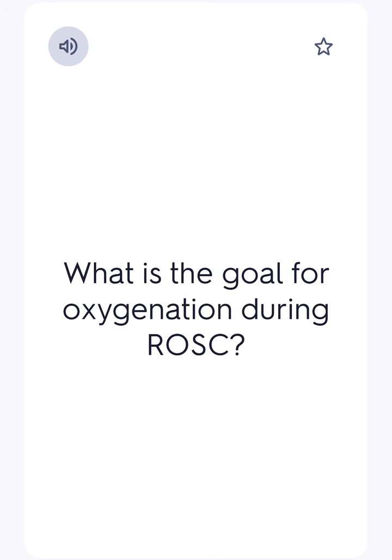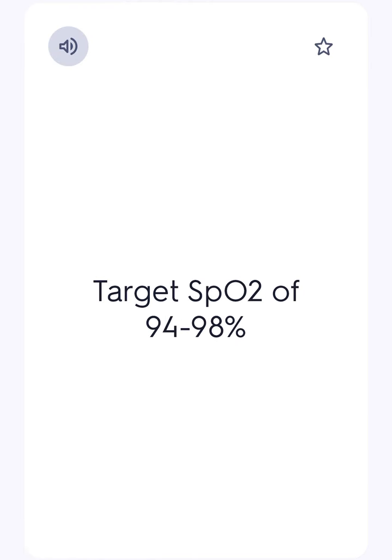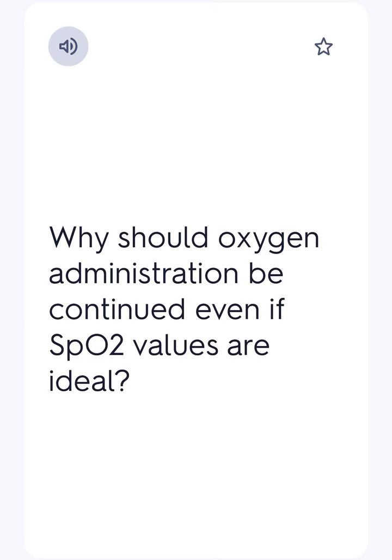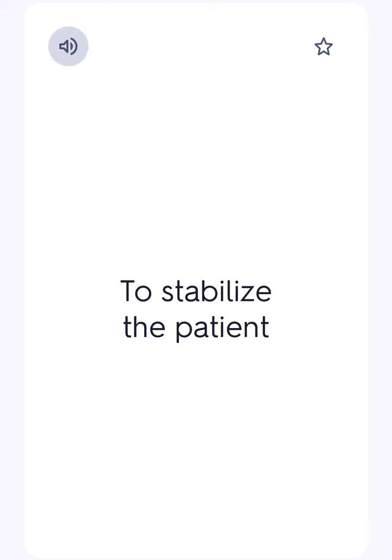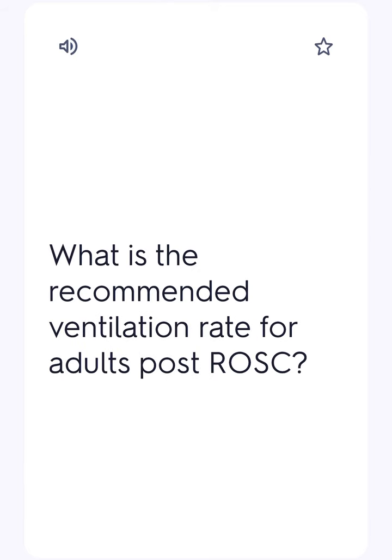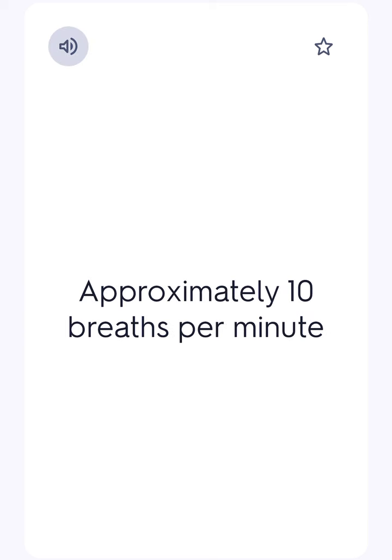What is the goal for oxygenation during RUSC? Target SpO2 of 94 to 98%. Why should oxygen administration be continued even if SpO2 values are ideal? To stabilize the patient. What is the recommended ventilation rate for adults post-RUSC? Approximately 10 breaths per minute.